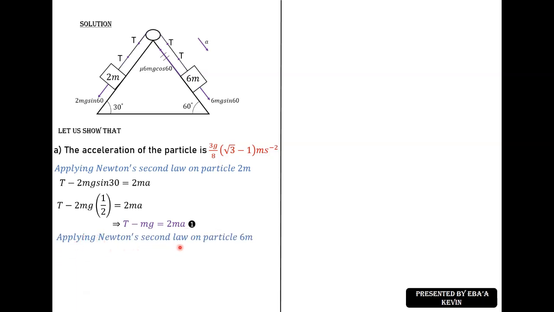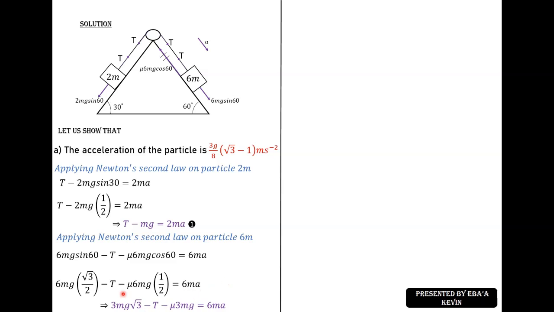Similarly, applying Newton's second law on particle 6m, considering the acceleration pointing in this direction, we have 6mg sine 60 minus T minus the frictional force, that is mu 6mg cos 60, equal to 6ma. Further simplifying, sine 60 is square root of 3 divided by 2 and cos 60 equals a half. We have 6mg times square root of 3 divided by 2 minus T minus mu 6mg times a half equal to 6ma, from which we get 3mg square root of 3 minus T minus mu 3mg equal to 6ma. Let us call this our equation 2.